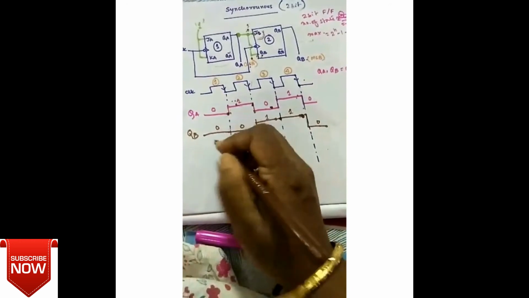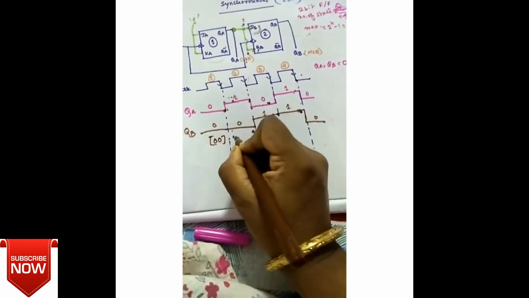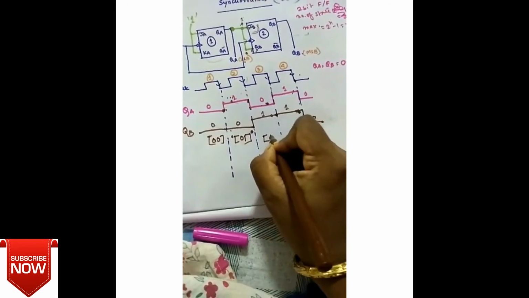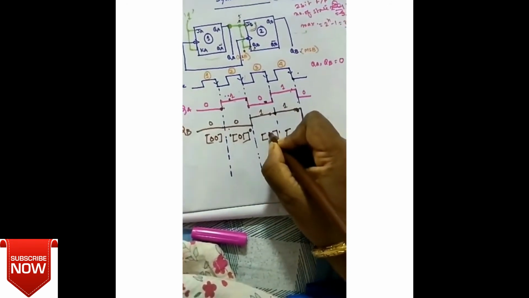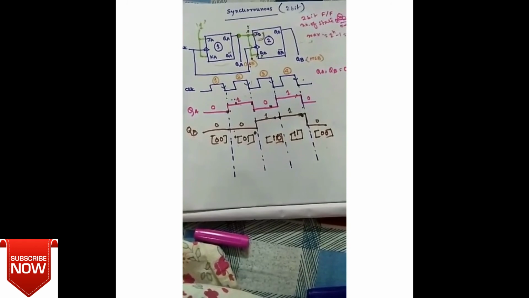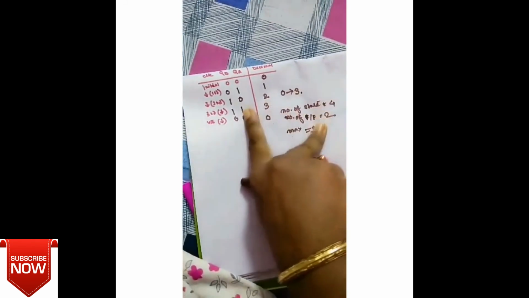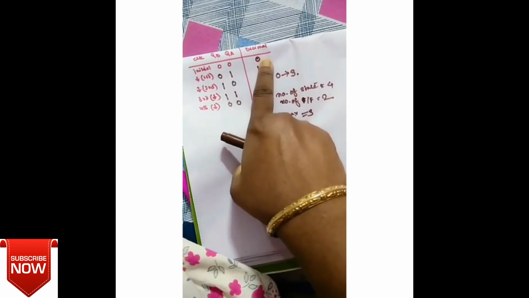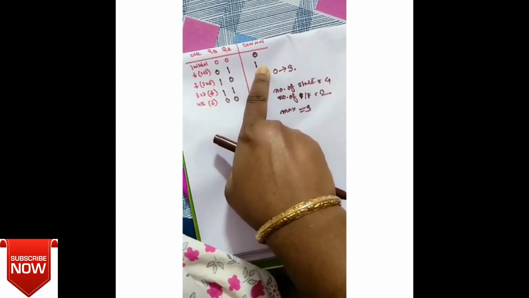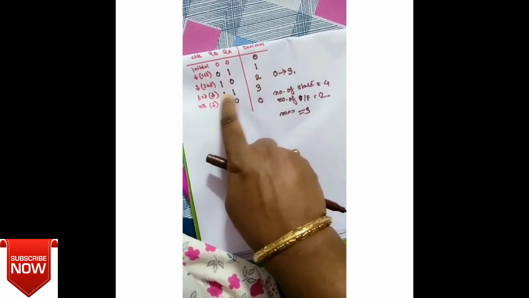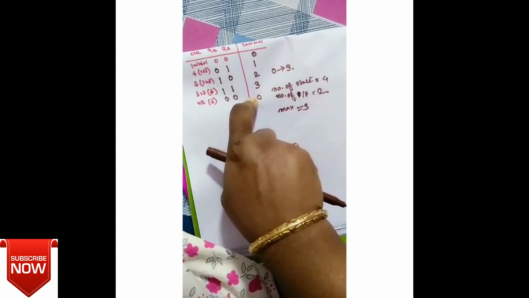So if we consider these states, this is 0 0, this is 0 1, this is, sorry, this is 1 0, this is 1 1, and this is 0 0 again. So like the previous one, this synchronous counter is also counting from 0 0 to 1 1. Now if we consider the truth table, initially 0 0 is 0, 0 1 is 1 on the first negative edge trigger, 1 0 is 2, 1 1 is 3. So repeatedly it is counting from 0 to 3.